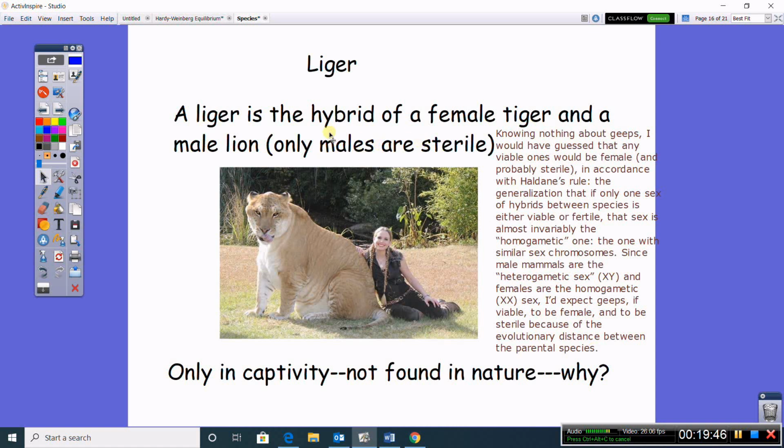Here, for whatever reason, only the males are sterile, which means you could still have females that mate with a male lion or a male tiger. So the females apparently are not sterile. Notice that they are very large compared to the average size, I think, of a lion or tiger. They're very, very large. And of course, they're only found in captivity, not in nature, because tigers and lions tend to dwell on different continents. Lions are mainly found on the continent of Africa, and tigers are mainly found in Asia. And so you wouldn't tend to find them crossing paths much in nature.